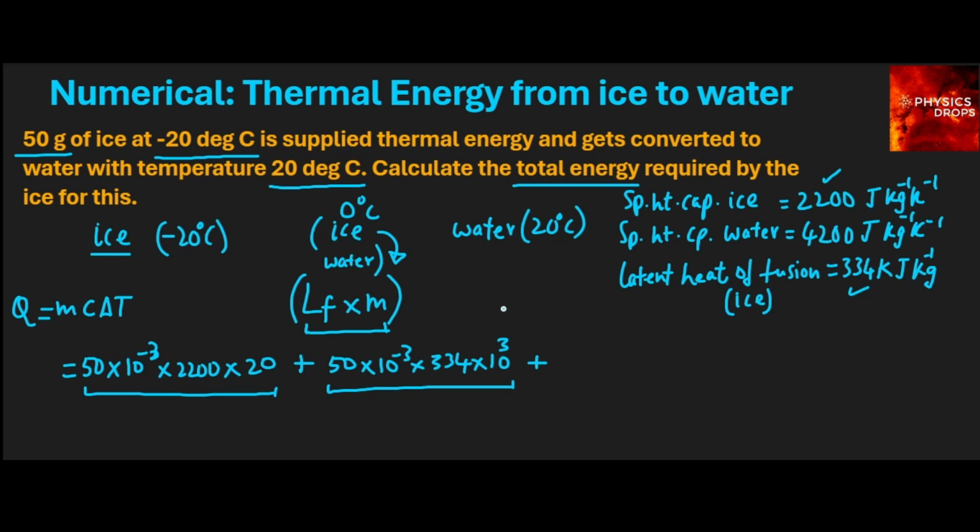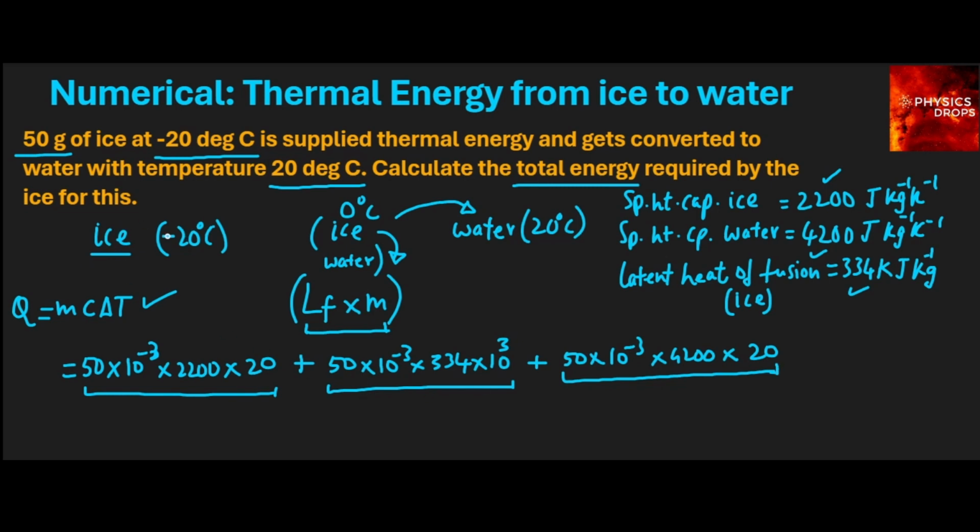Plus, from there on, 0 degrees Celsius water becomes 20 degrees Celsius water. So here it takes the specific heat capacity of water. So we again use this formula m times c times delta T. The mass is 50 times 10 power minus 3. And the specific heat capacity of water we need to take now, which is 4200 joules times the change in temperature. 0 to plus 20 is again 20 as the change. So this is the energy required there.